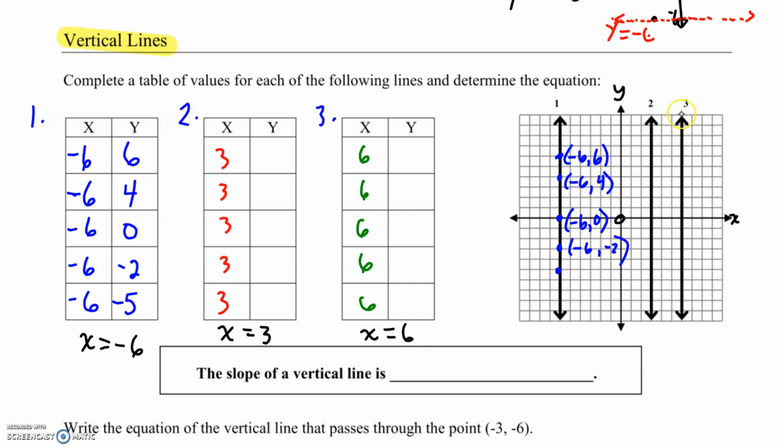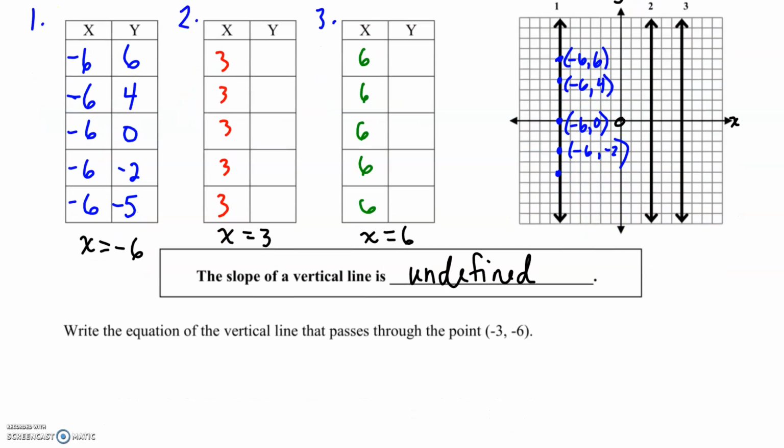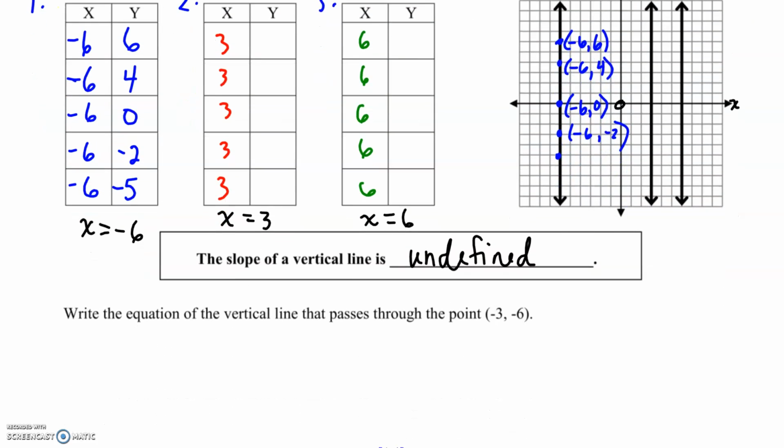And it makes sense because a vertical line goes through the x-axis at whatever point it crosses. Now the slope of a vertical line is undefined. Okay, and we're going to see how to use this to write the equation of a line. So we have the equation of a vertical line that passes through the point -3, -6. Now, based on what I just reviewed above, we know a vertical line passes through the x-axis. So if it goes through the point -3, -6, it has to go past the x value -3, and the equation would be x equals -3.